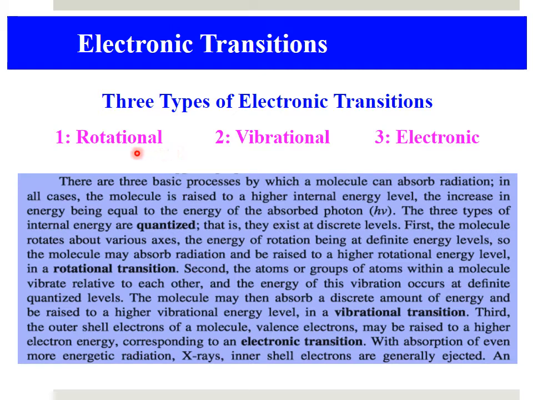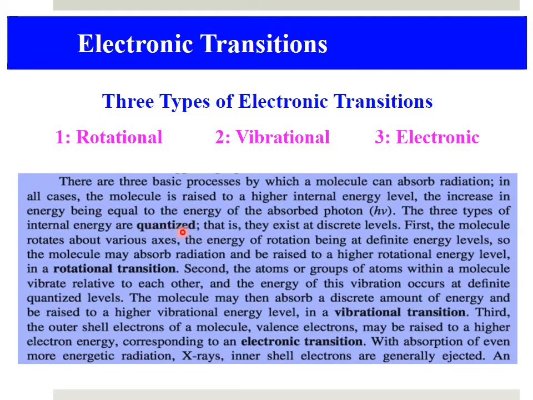The energies of all these transitions are quantized, that is, a definite amount of energy having value h nu is absorbed. Therefore for each transition we will have a definite line which represents these absorption transitions. The three types of internal energies are quantized. By quantized we mean that from one electronic level to another electronic level, the energy is quantized.